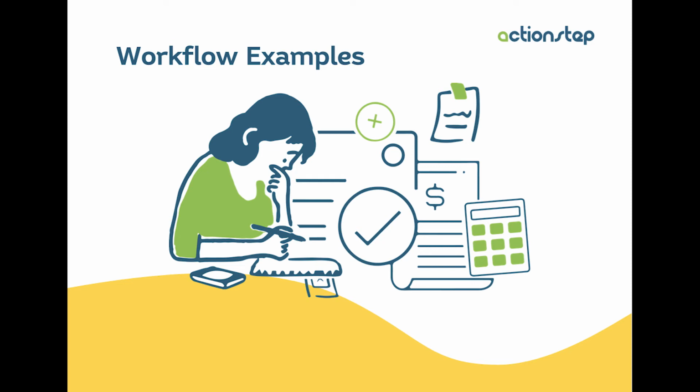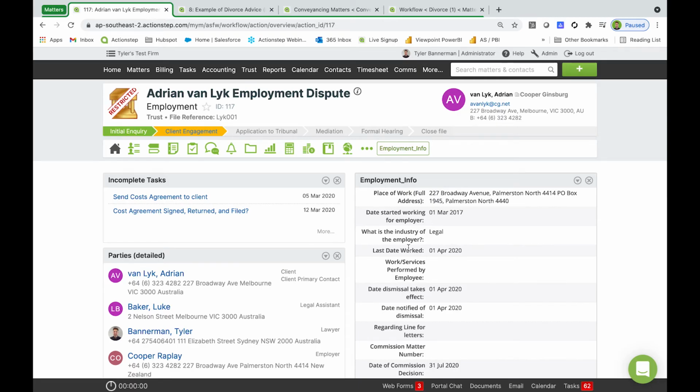And then the last thing I'll also do once we go through some practical examples is I'll just quickly show you where can you actually start doing these things yourself in ActionStep. So why don't we get into some practical examples here. So what I'm going to do is we'll go through a couple different matters and some different possible workflows.